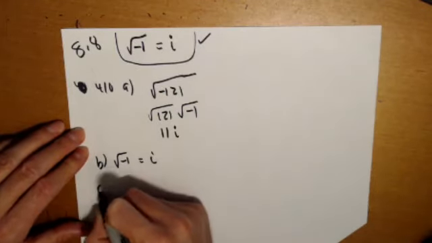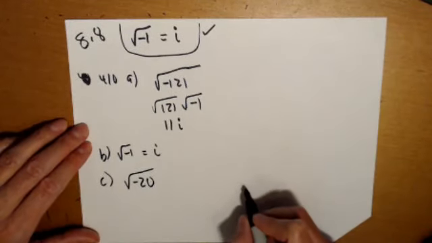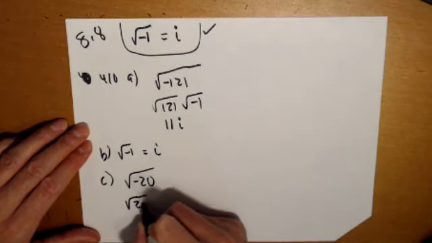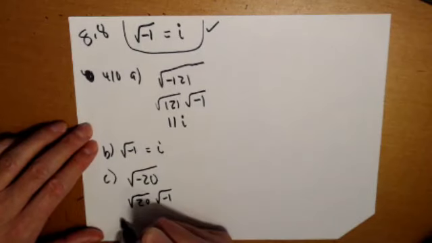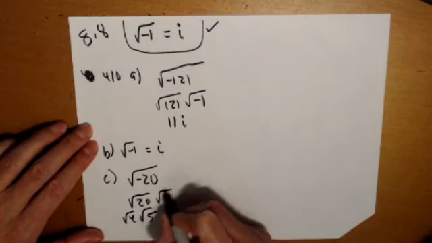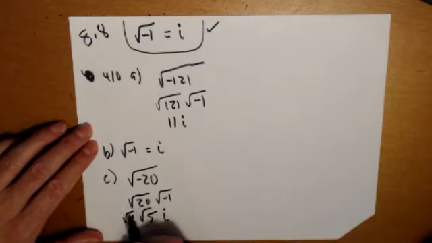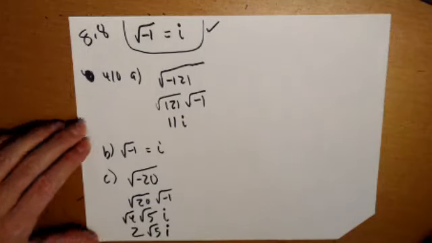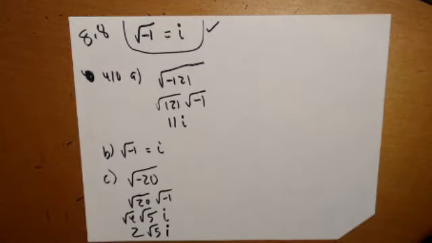Boom, that was easy. C, square root of -20. Well, let's call this the square root of 20 times the square root of -1. And 20, remember, let's break it apart. Let's call it rad 4, rad 5. And then that -1, let's just call it i right now. Square root of 4 is 2. So 2 radical 5 i. So again, we're just building on everything we've known.